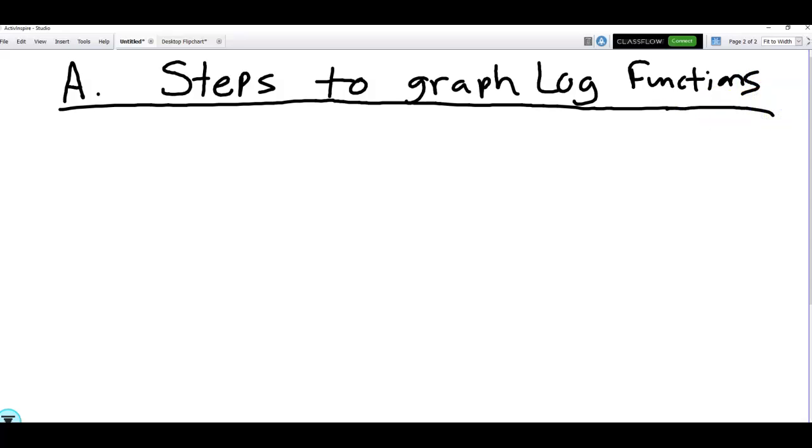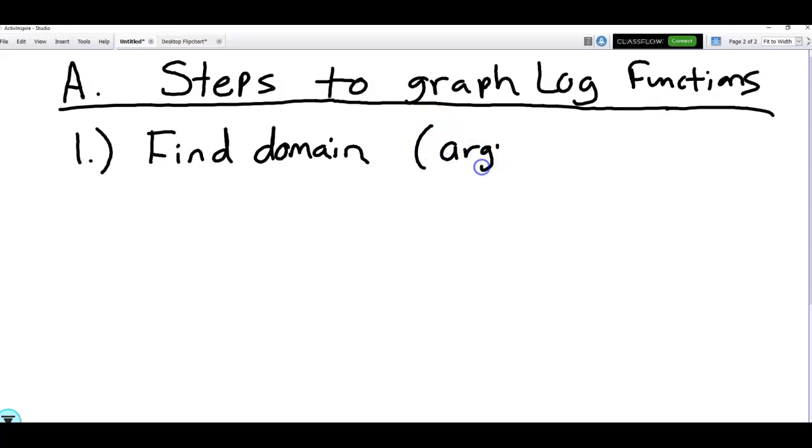All right. The first thing you want to do is find your domain. That's the thing where you set your argument greater than 0 and solve for x. We did that a little while ago. The reason we need to do that is because it tells us what values of x exist on this function. So knowing what values of x exist tells us what values of x we're allowed to actually plug in to get some points. Okay, so that's going to move us on to the second step, which is we're just going to plug in some points.